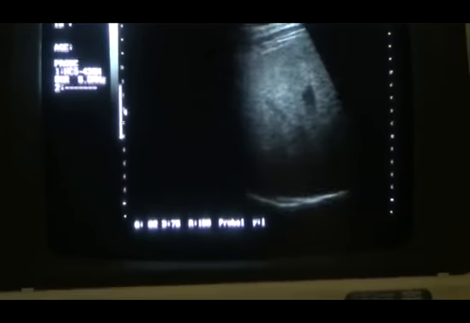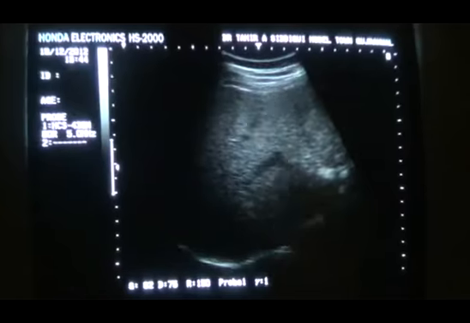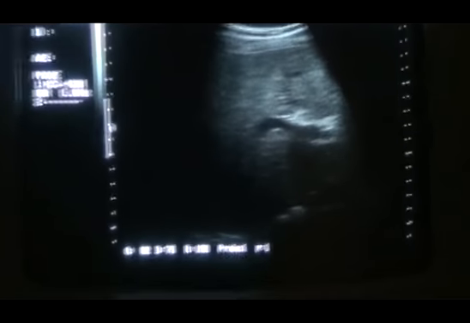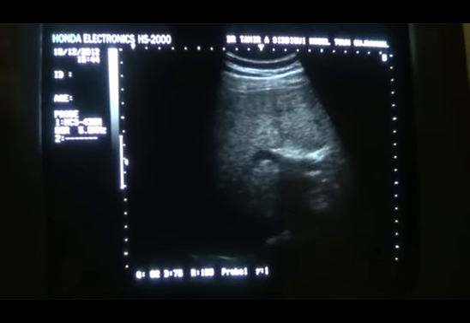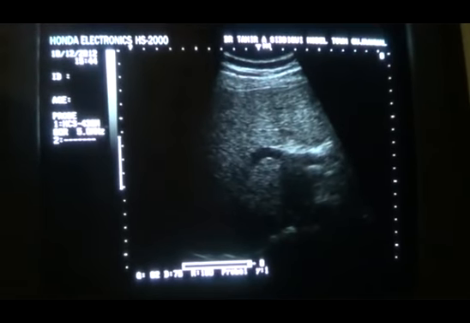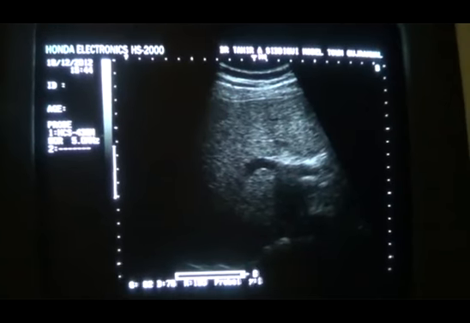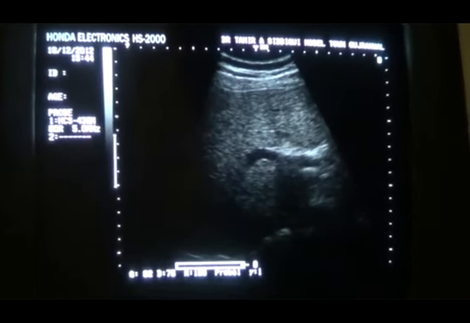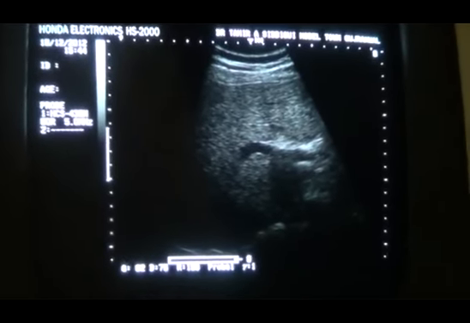You can see the homogeneity of the parenchymal echogenicity raised, but the parenchyma does not show any coarseness. The outer surface is smooth. The rest of the findings I have narrated. Thank you very much.